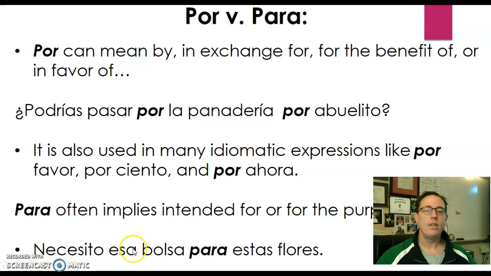For example, necesito esa bolsa para estas flores. I need this bag for these flowers. So in that case, it has to do with an intention or a use.